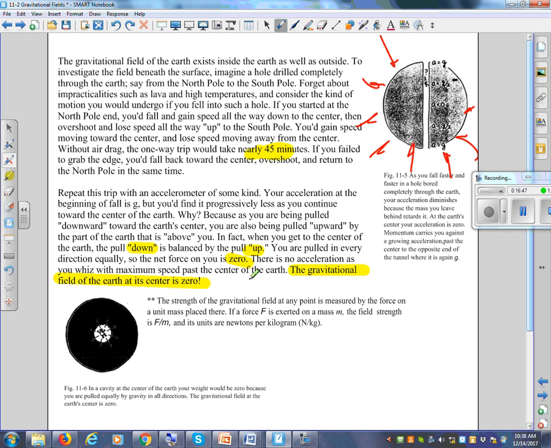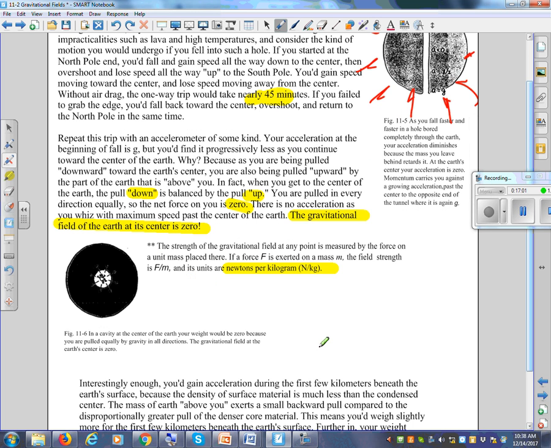The strength of the gravitational field at any point is measured by the force on a unit mass there. If a force F is exerted on a mass m, the field strength is F over m, and its units are newtons per kilogram. We've talked about that. Gravitational field strength, newtons per kilogram.